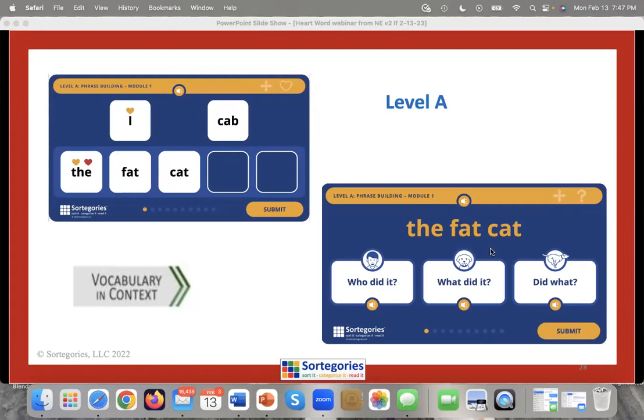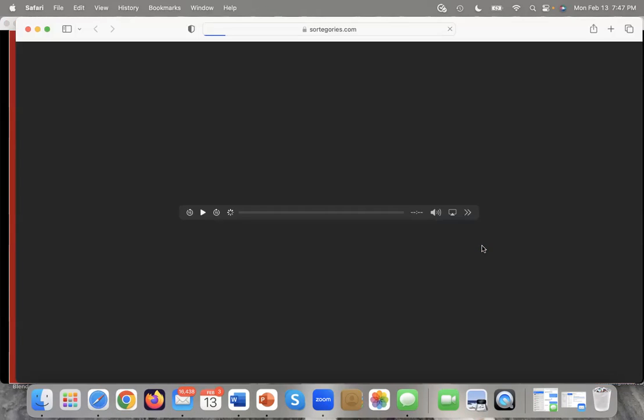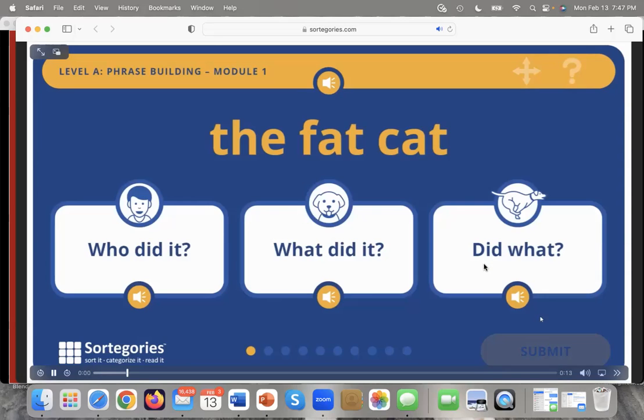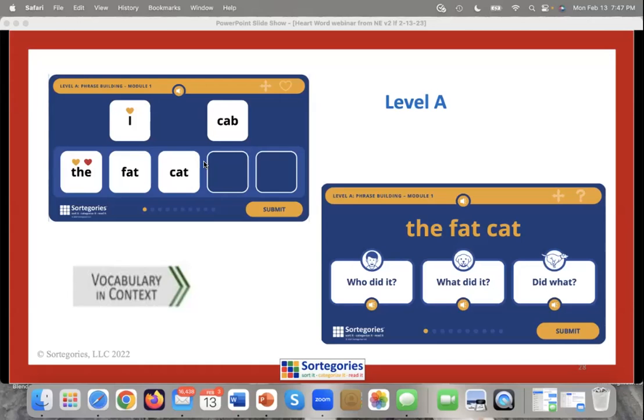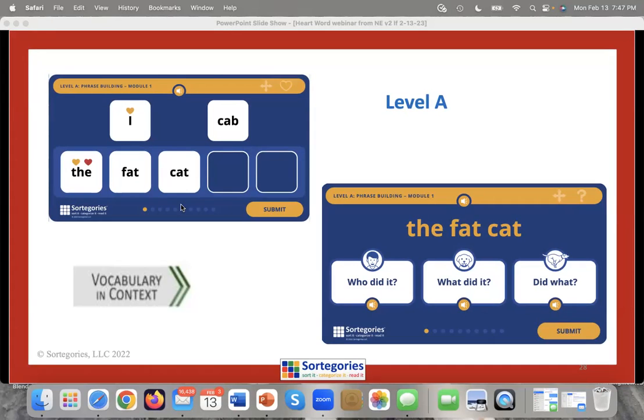In part 2 of phrase building, we have the students work with that phrase, as we'll see here. What question does this phrase answer in the following sentence? The fat cat climbed slowly up the tree. And in that situation, we have faded the use of the heart so that they're focusing on reading the word without that scaffold.